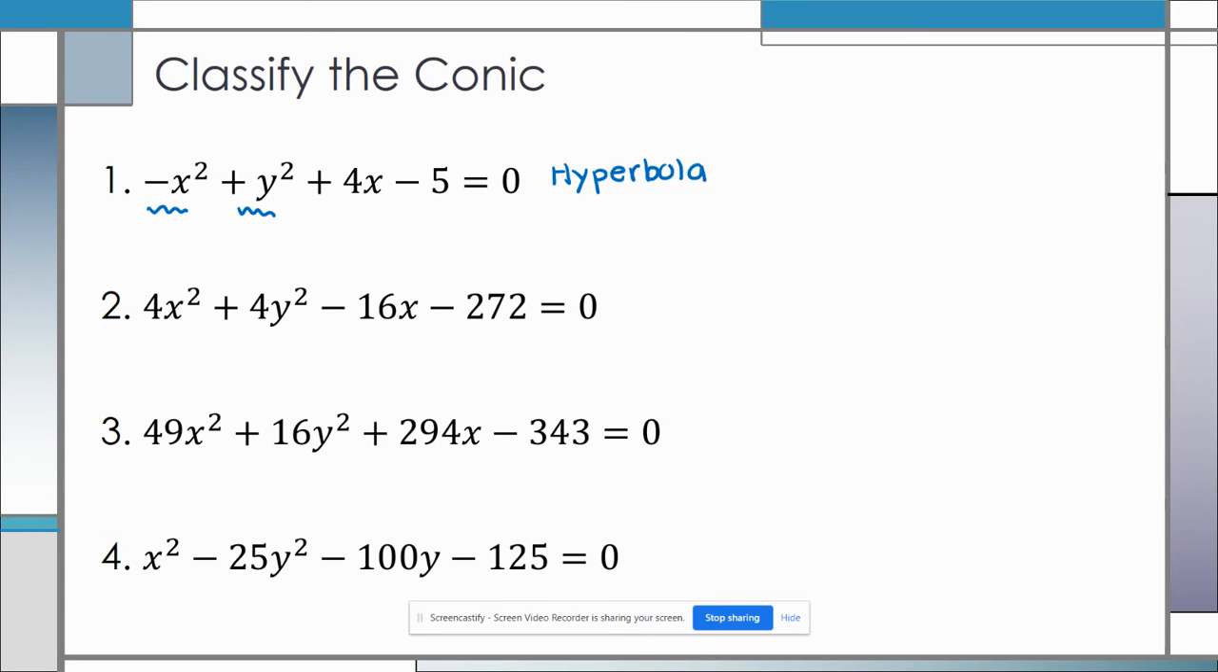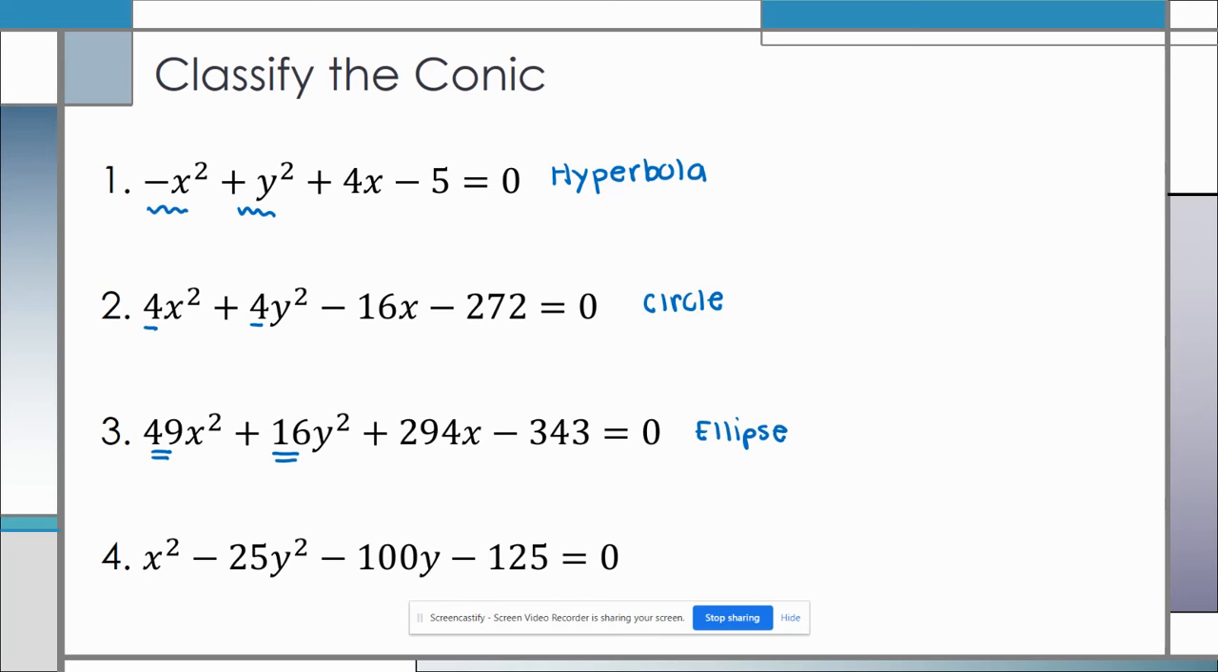If I'm dealing in problem number 2, where my squared terms both have a positive 4 in front, so because they're both positive and they have the same lead coefficient, that would then be classified as a circle. Looking at problem number 3, if I look at my squared terms, I see one of the positive numbers in front of the x squared is 49, while the other one is a positive 16. So two positive numbers, but both different numbers. That means that we have an ellipse.